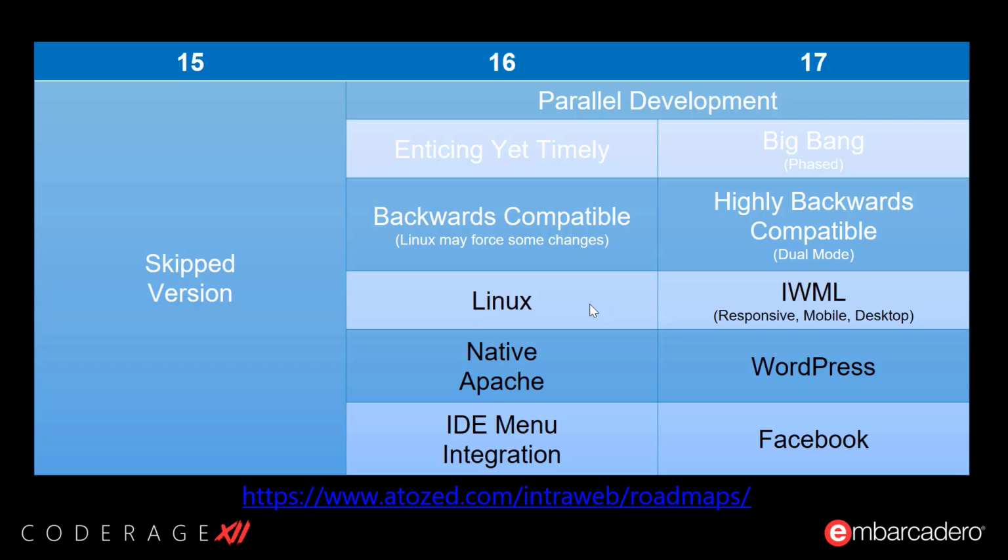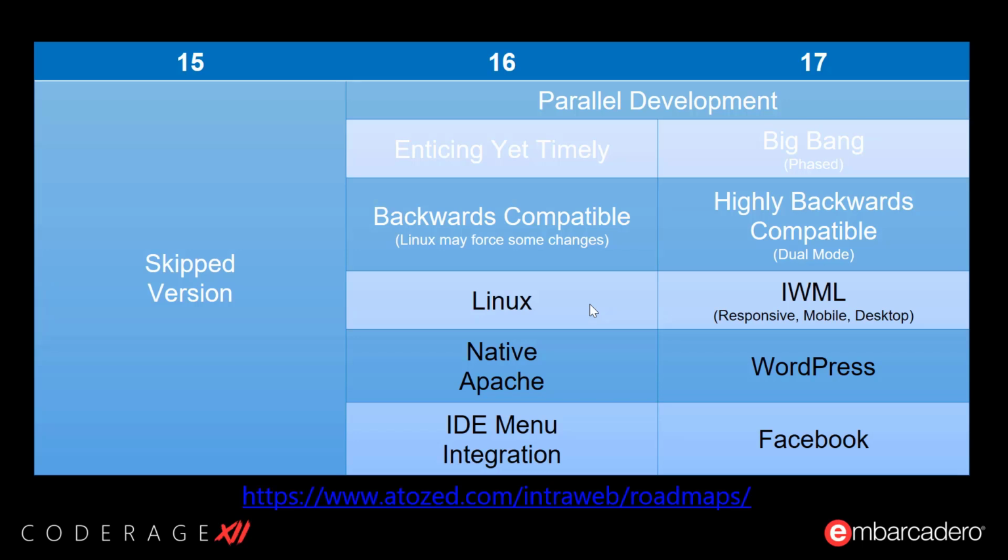The primary features of 16 are going to be Linux, native Apache support on both Linux and Windows, and IDE menu integration. So the idea here is that some of the options that are in the standalone server controller will move to the IDE so that you can make the settings before you launch. It'll be backwards compatible. Although Linux may force a few minor changes, we expect that most IntraWeb 14 projects will be able to be imported and run with no or minor changes, except for the package names and the usual types of things that you need to do when changing versions. And the overall goal for 16 is to be enticing, yet timely.